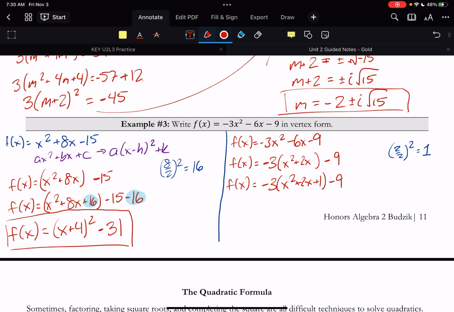Minus 9, but again, I need to keep this balanced, so I'm really doing 1 times negative 3. So I'm subtracting 3, because negative 3 times 1 is negative 3. So to balance that, I need to add 3 to this constant value. Okay? So I can then go ahead and factor. That's going to be negative 3 times x plus 1, quantity squared. And then negative 9 plus 3 is negative 6. That is that same function written in vertex form.